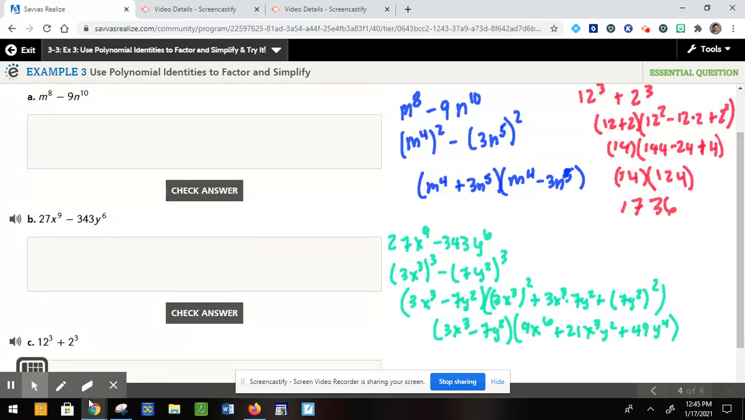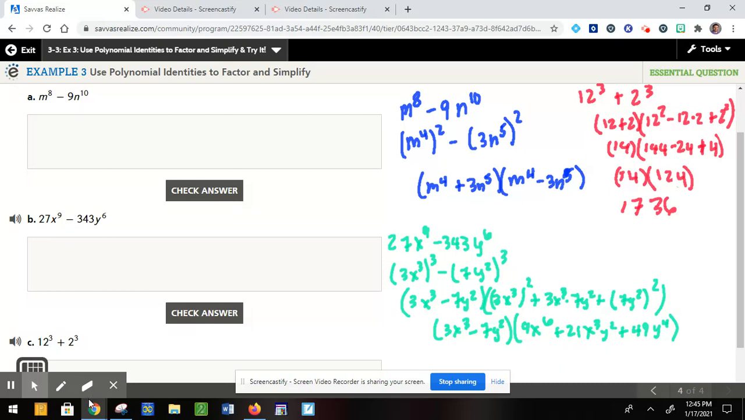First one, m to the 8th minus 9n to the 10th. That is a difference of squares. The squares are m to the 4th, squared, minus 3n to the 5th, squared. So it ends up being m to the 4th plus 3n to the 5th times m to the 4th minus 3n to the 5th.